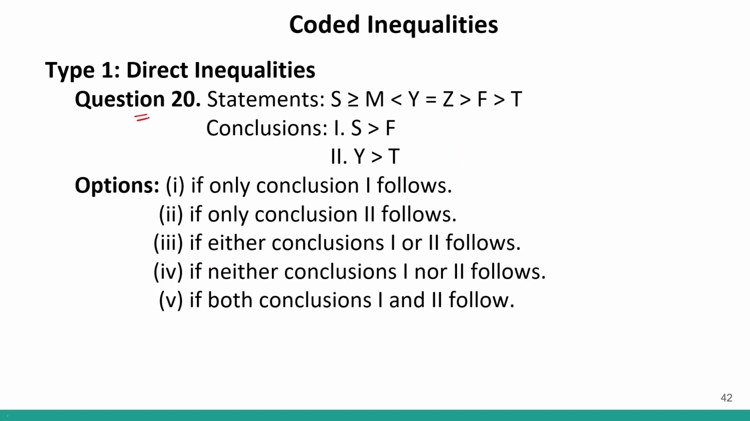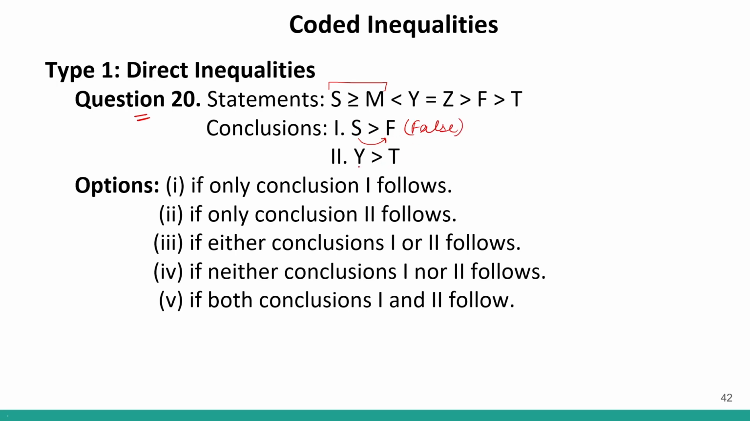Moving on to question 20. Last question for today. S is greater than F. So we will move from S to F. Over here, I can see S is greater than equal to M. Correct? But I cannot move further. I cannot move further because we have a small door. We move from bigger door to smaller door. So if I cannot move further, that means this will be false. We cannot determine the relationship between S and F.